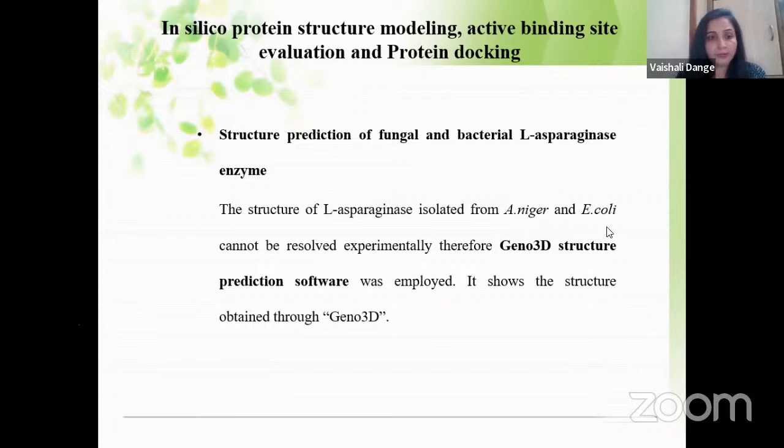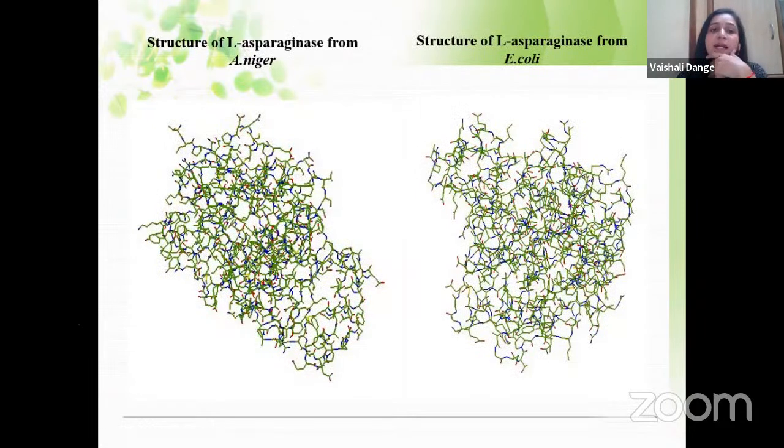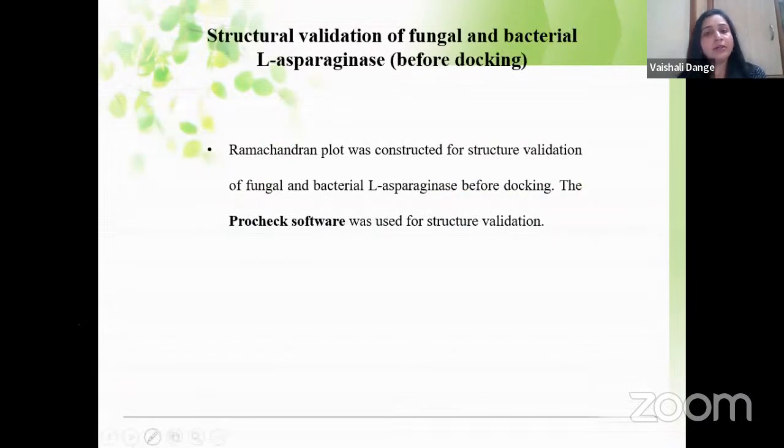So here you can see the structure of my enzyme, the L-asparaginase which I isolated from Aspergillus niger. And this is the enzyme which is already isolated and inbuilt in the bioinformatics software, that is E. coli. Here you can see the comparison: there is a more compact binding pattern compared to E. coli. The prediction is very difficult with the fungal enzyme because a fungal cell is a eukaryotic cell and it cannot be predicted very easily. Next, yes.